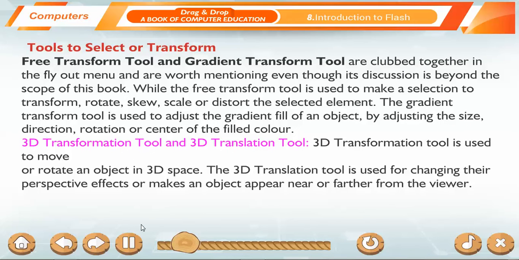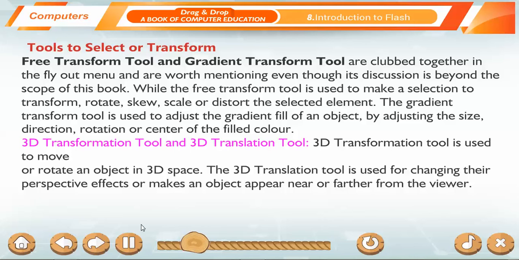Free Transform tool and Gradient Transform tool are clubbed together in the flyout menu and are worth mentioning even though its discussion is beyond the scope of this book. While the Free Transform tool is used to make a selection to transform, rotate, skew, scale or distort the selected element, the Gradient Transform tool is used to adjust the gradient fill of an object by adjusting the size, direction, rotation or center of the filled color.